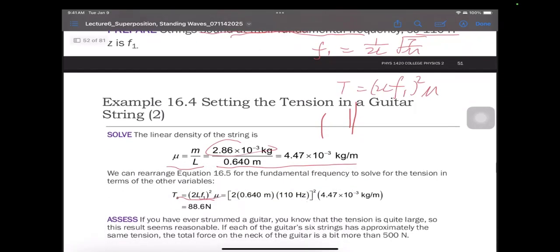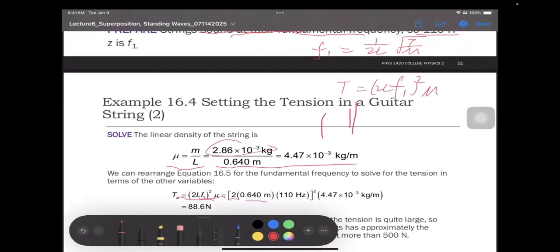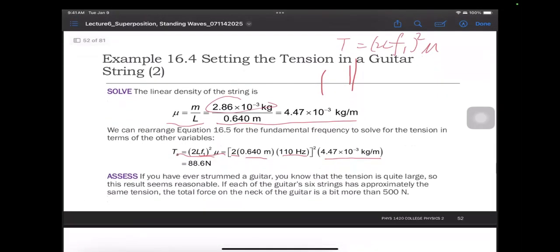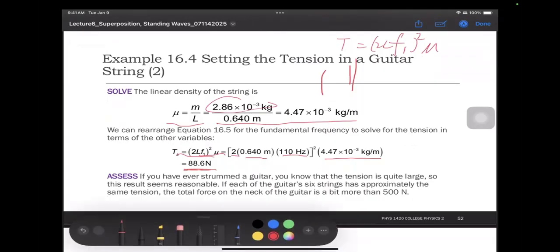So we can get this equation and we put the length here, the fundamental frequency here, and this is the linear density. And finally the tension of this string is equal to this one. If you ever strummed a guitar, you know that the tension is quite large. So this result seems reasonable. If each of the guitar's 6 strings has approximately the same tension, the total force on the neck of the guitar is a bit more than 500 N. Am I right? If you play the guitar, you know the tension is big.